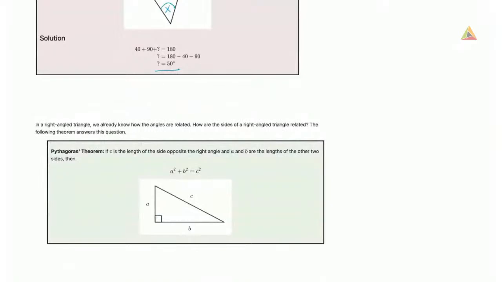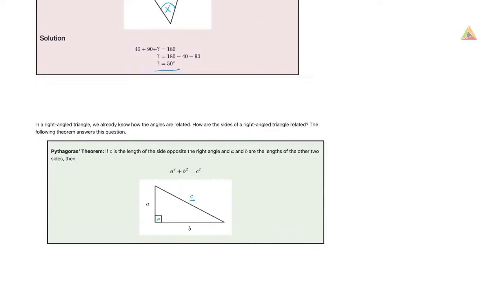So in a right angle triangle, we already know how the angles are related. So how are the sides of a right angled triangle related? So the following theorem answers this question. So this is Pythagoras' theorem. So if C is the length of the side opposite the right angle, which is here, so C is here and the right angle is here, then A and B are the lengths of the other two sides.